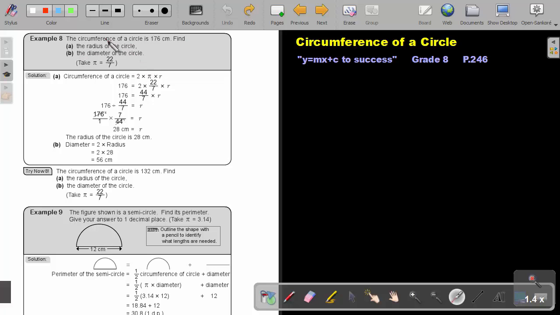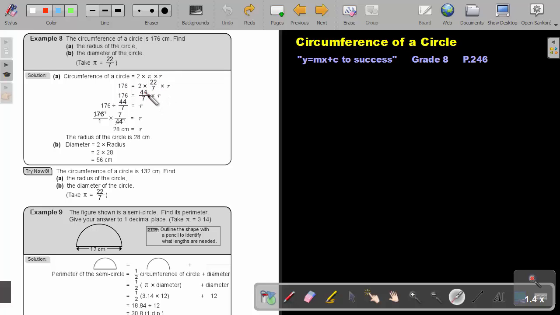So again, I'm giving you the circumference, the perimeter, and you must find the radius. Now we do exactly the same as what we did with rectangle, square, parallelogram, rhombus. We first write down the formula. Then we just substitute. Remember to take pi as 22/7. And now we're just going to solve this equation.